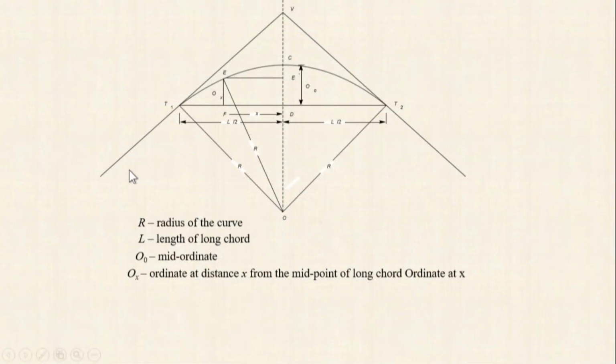And here you see the notations. R is the radius of the curve. This is the radius of this curve, the full curve. L is the long chord. Here it is given as L by 2, as it is bisected. O is the midpoint, O0. This is the midpoint, and Ox is the ordinate at distance x.